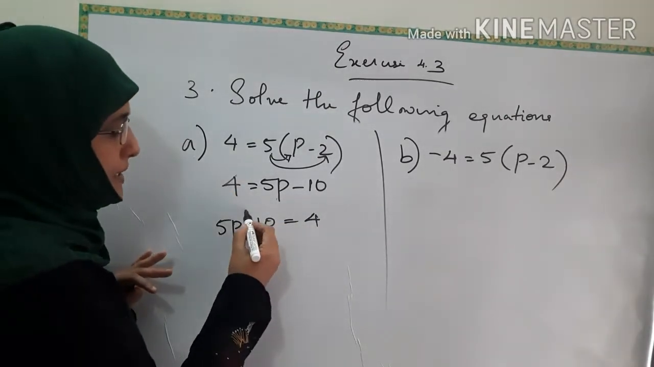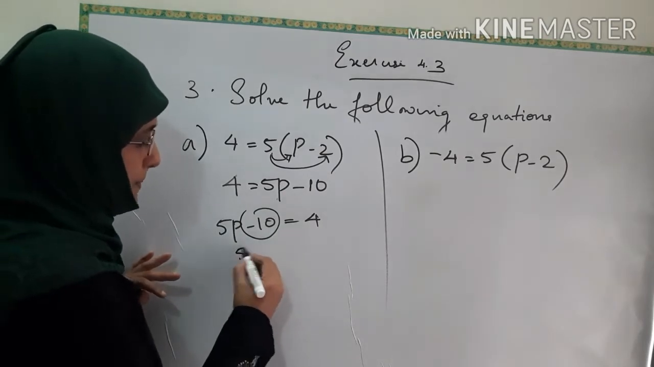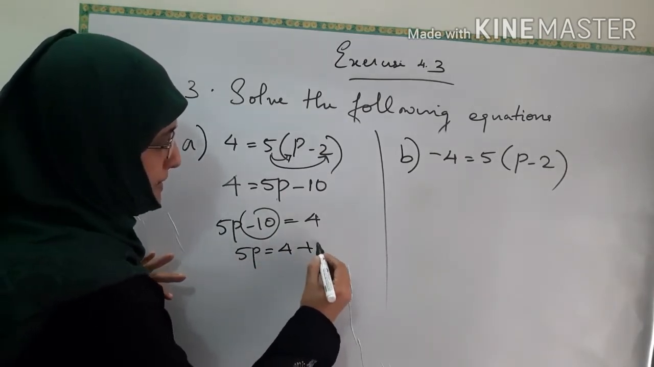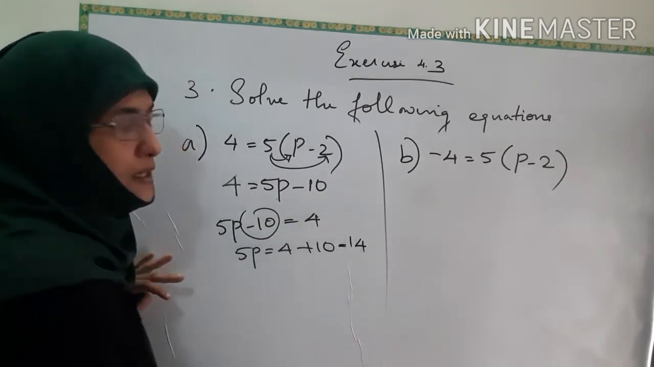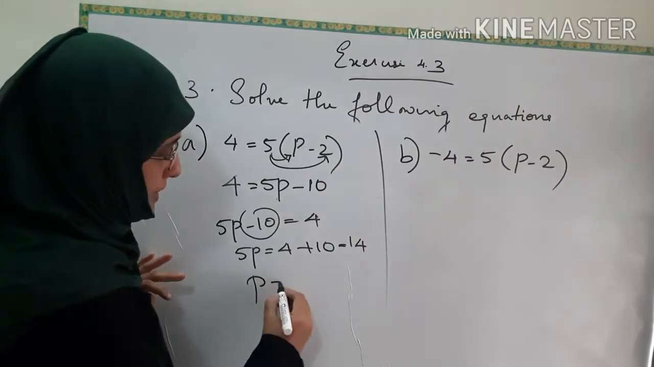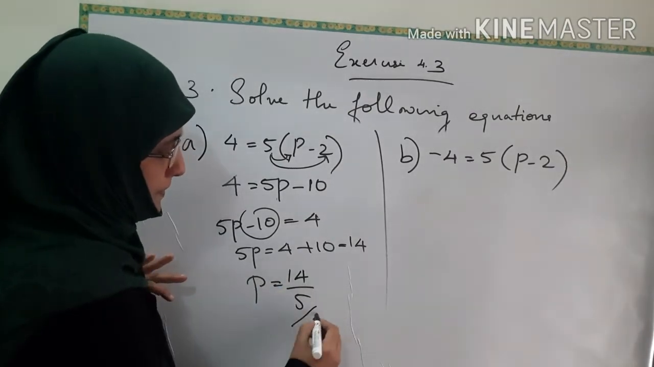Then what will happen? You can take this minus 10 to the other side. So 5p equal to 4 plus 10. 4 plus 10 is 14. Then p equals 14 by 5.